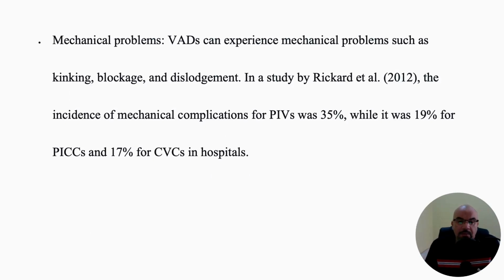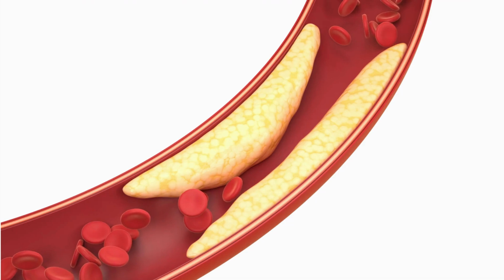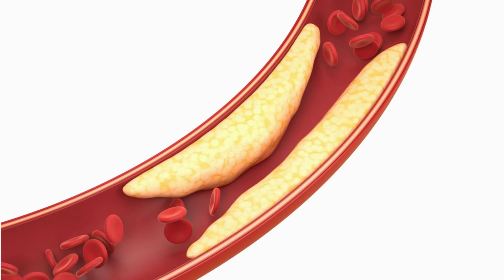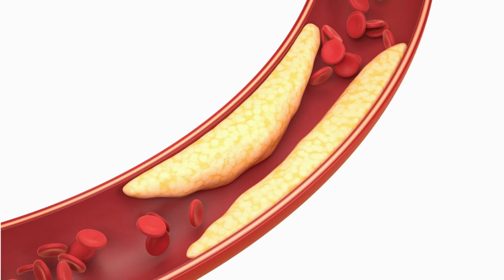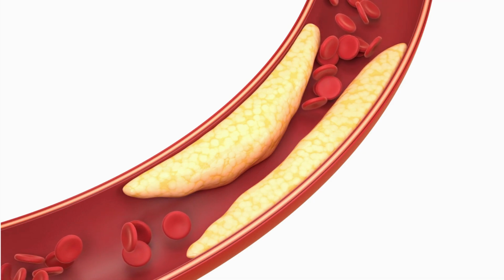Mechanical problems can also happen from these lines, such as movement inside or causing an injury. In one study, around 35% of peripheral IV lines were associated with mechanical problems, including even injury to the inside wall of the vein and other complications. This also happens with peripheral and central venous access devices.